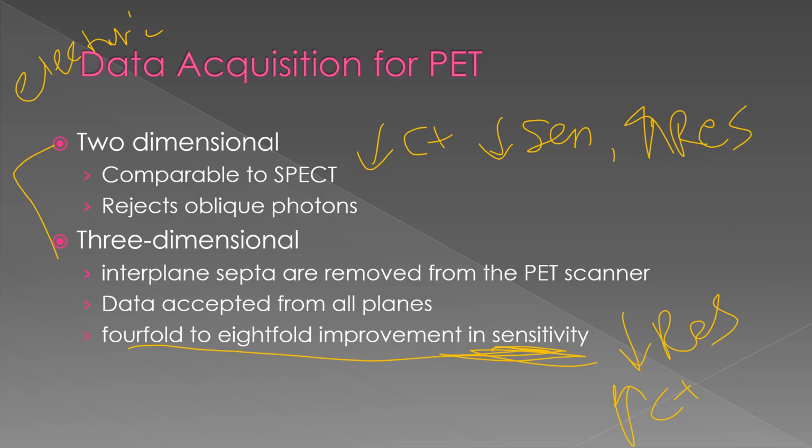The times when you would want to use 3D is when you want to maximize your sensitivity and you have other ways of improving the resolution. This is where you want to get a really high sample counting rate. And a lot of times when we're using three-dimensional, it's on the brain because we want to really get the most sensitivity we can.